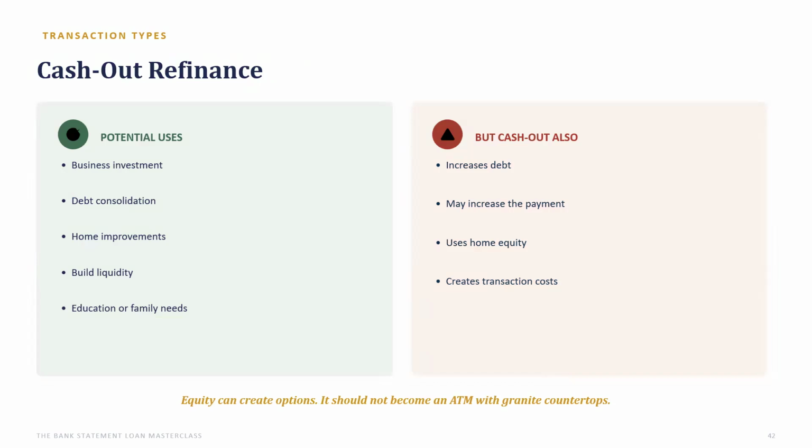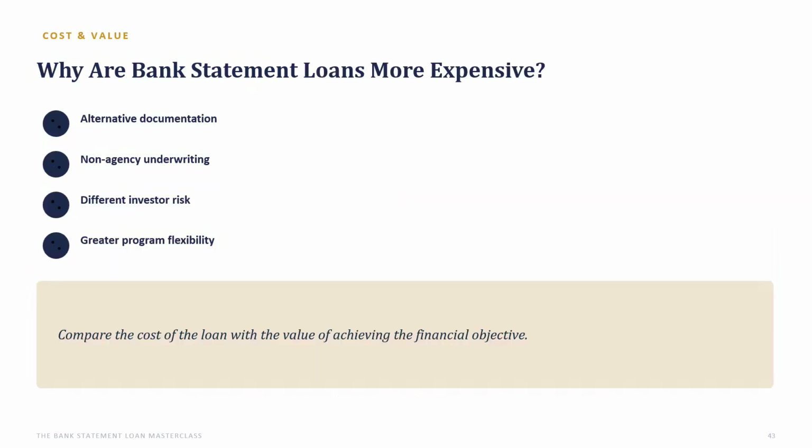Cash out refinance, business investment, debt consolidation, home improvements, build liquidity, education, family needs. But also cash out increases debt, may increase the payment, uses that equity you built up, and creates transaction costs. Equity creates options. A property shouldn't be an ATM. I've always said it: you don't want a property that's an ATM with granite countertops. Right? Not a good look.